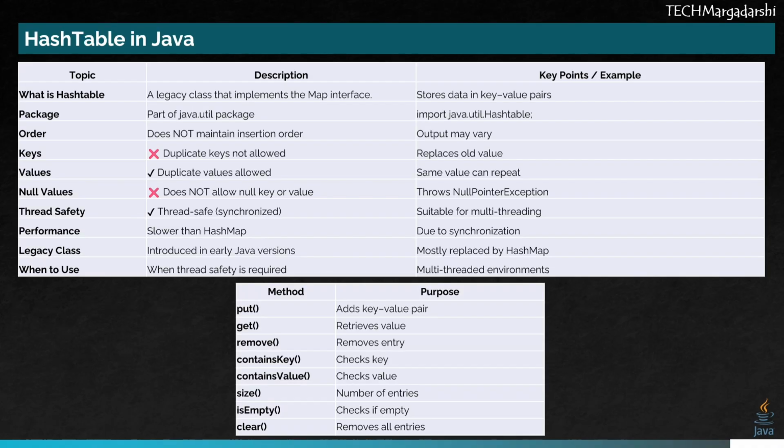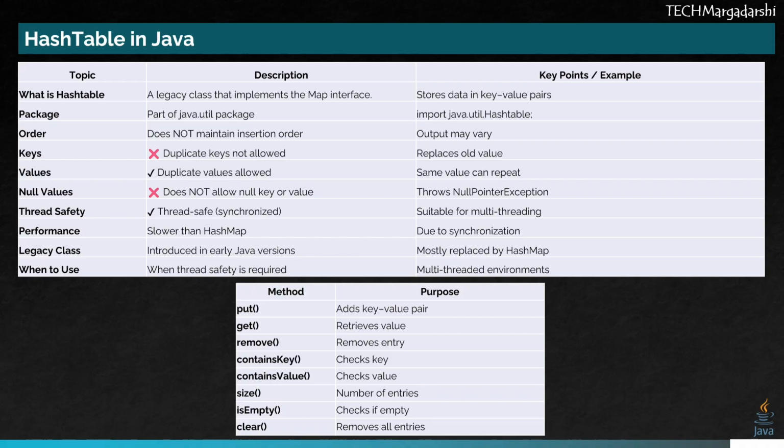Now let's understand Hashtable in Java. Hashtable is a legacy class that implements the Map interface and stores data in key-value pairs. It does not maintain insertion order, similar to HashMap. Hashtable does not allow duplicate keys, but allows duplicate values. However, unlike HashMap, it does not allow null keys or null values.